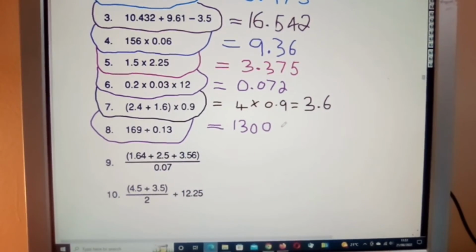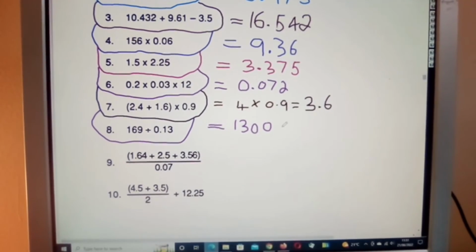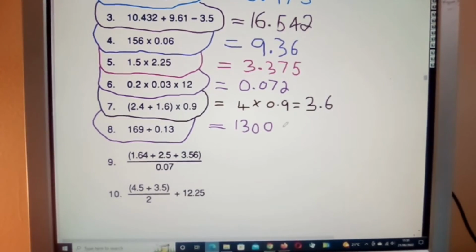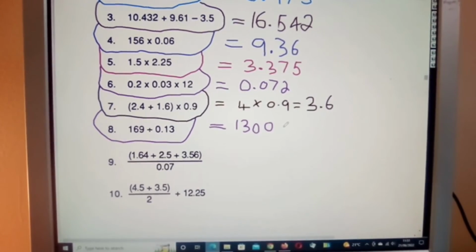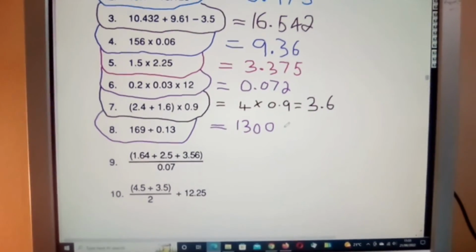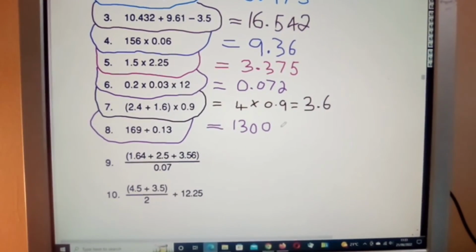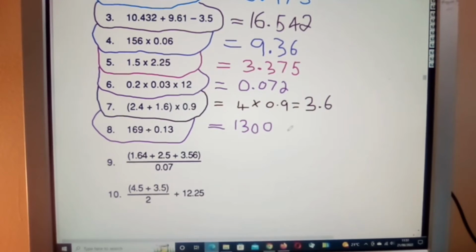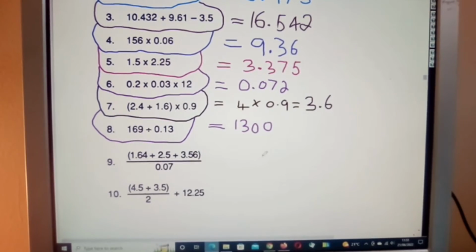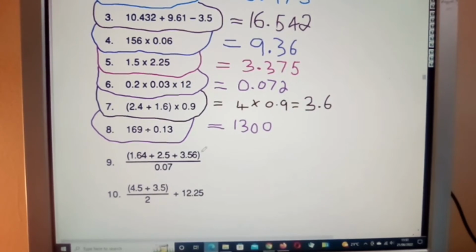Let me run that again to make sure that I've got this correct. This is 169 divided by 0.13 equals 1,300, yes. Okay. Excuse me, sorry.